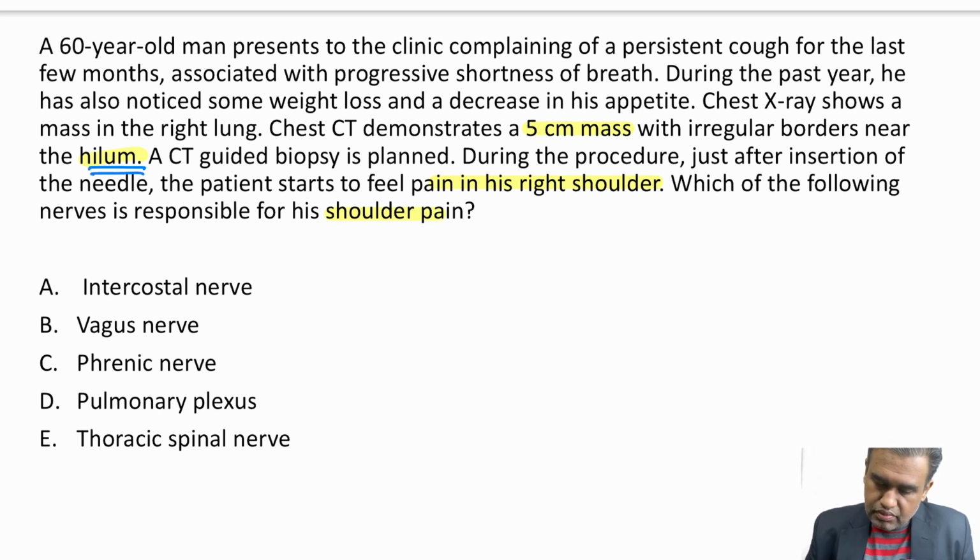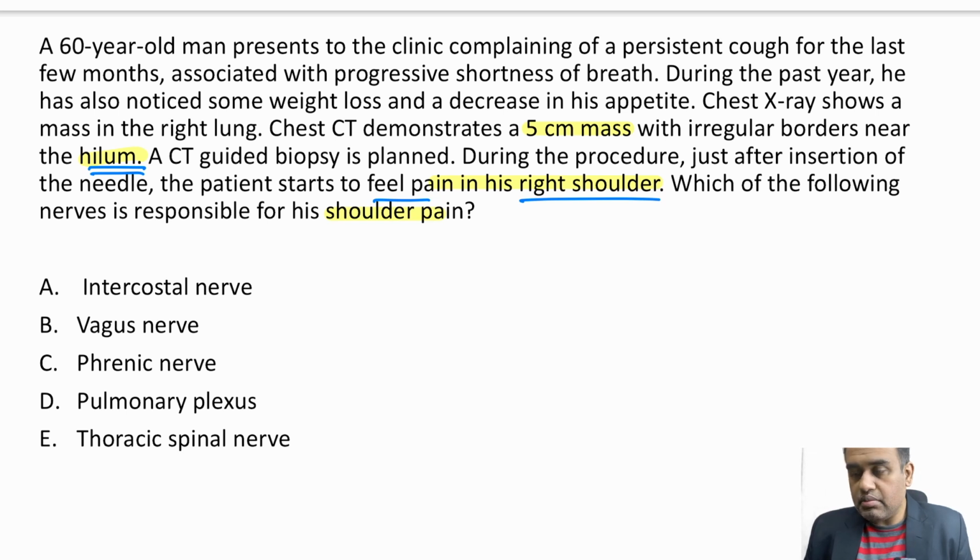Near the hilum. CT guided biopsy, no matter you introduce the ultrasound, CT, whatever, but the needle has to go. The moment the needle was inserted, the patient started to feel the pain in the right shoulder. Where was the needle inserted? Around the hilum. Pain going to the shoulder. Remember, we did an MCQ already.